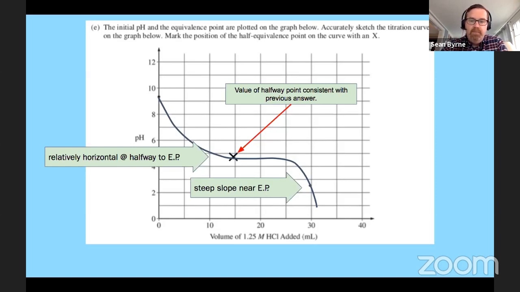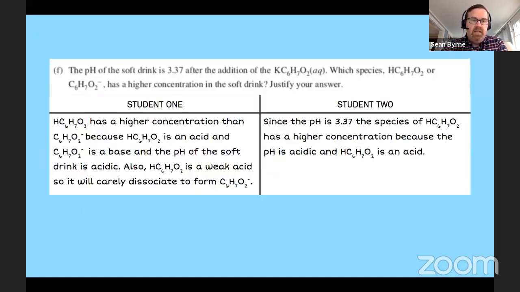Okay. Last part of the problem, let's look at student 1 and student 2 again. This question is asking us which species, the acid or conjugate base, has a higher concentration in the soft drink when the pH is 3.37.